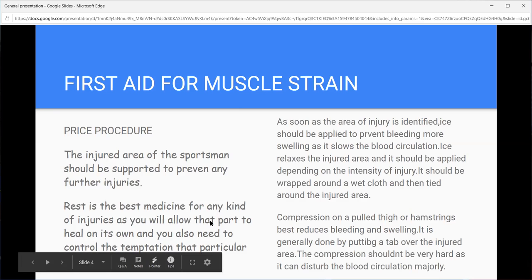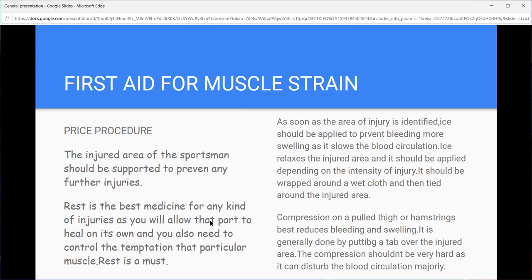Compression. What is compression? It is basically pressurizing that part of the area. I mean, basically the pulled thigh or hamstring, which best reduces the bleeding or swelling. It is generally done by putting a tape over the injured area. The compression shouldn't be very hard as it can disturb the blood circulation majorly. I mean, it shouldn't be hard because it may just stop the blood circulation and you can have other side effects.